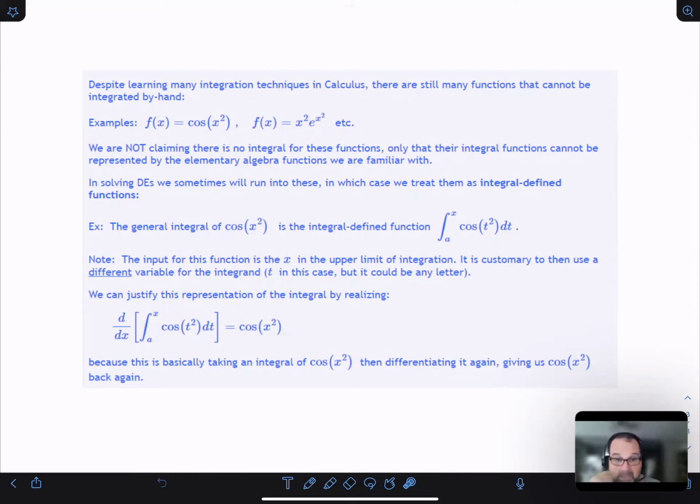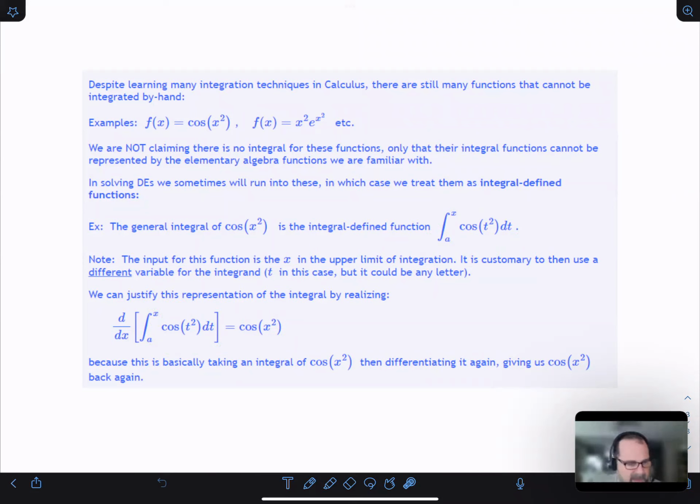Now, that should look familiar from Calc 1. This is just the fundamental theorem of calculus. If you take the derivative of a function that looks like this, what we do is take this x and put it in for t, and this is our answer. So this works, right? If we don't have a way of writing down this antiderivative explicitly using functions, we can write it in this fashion. So basically that is the idea here.